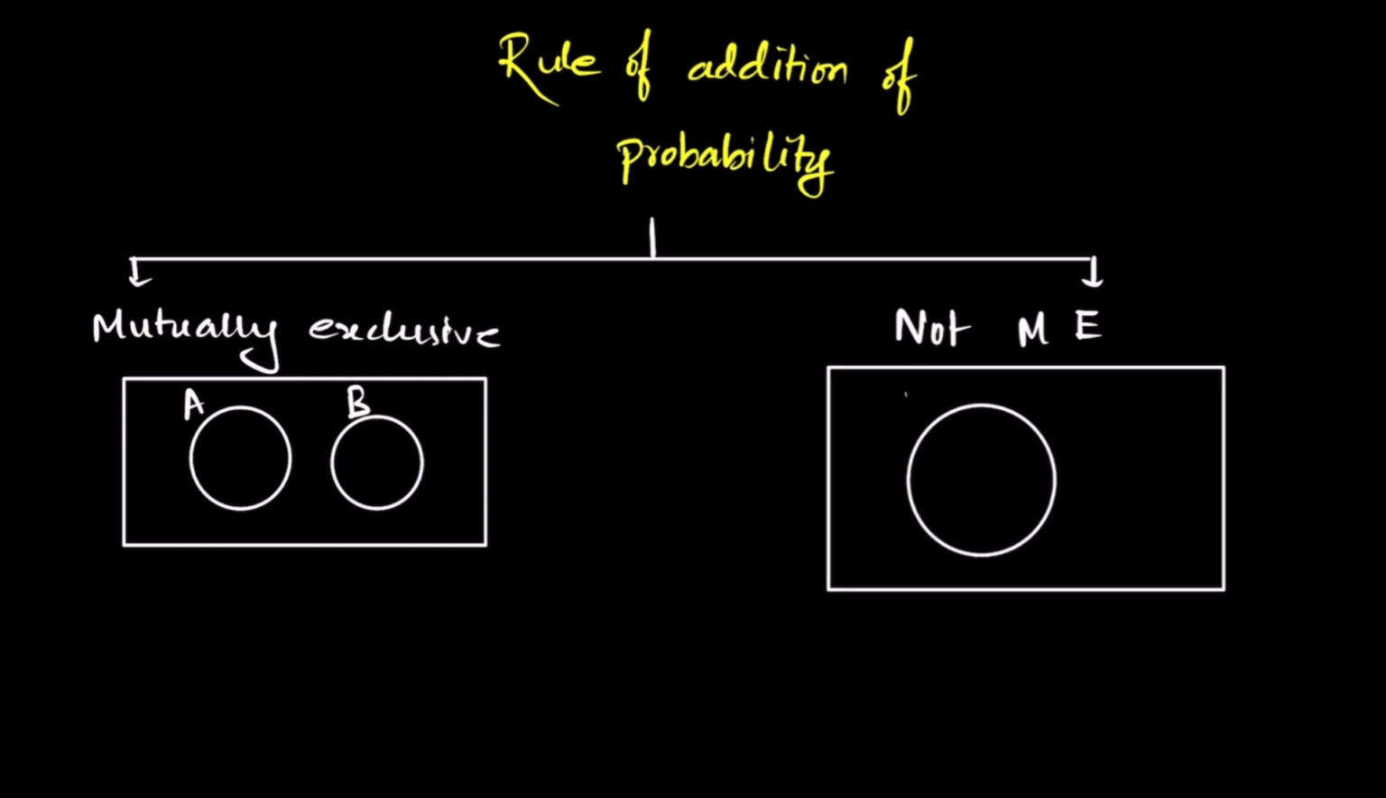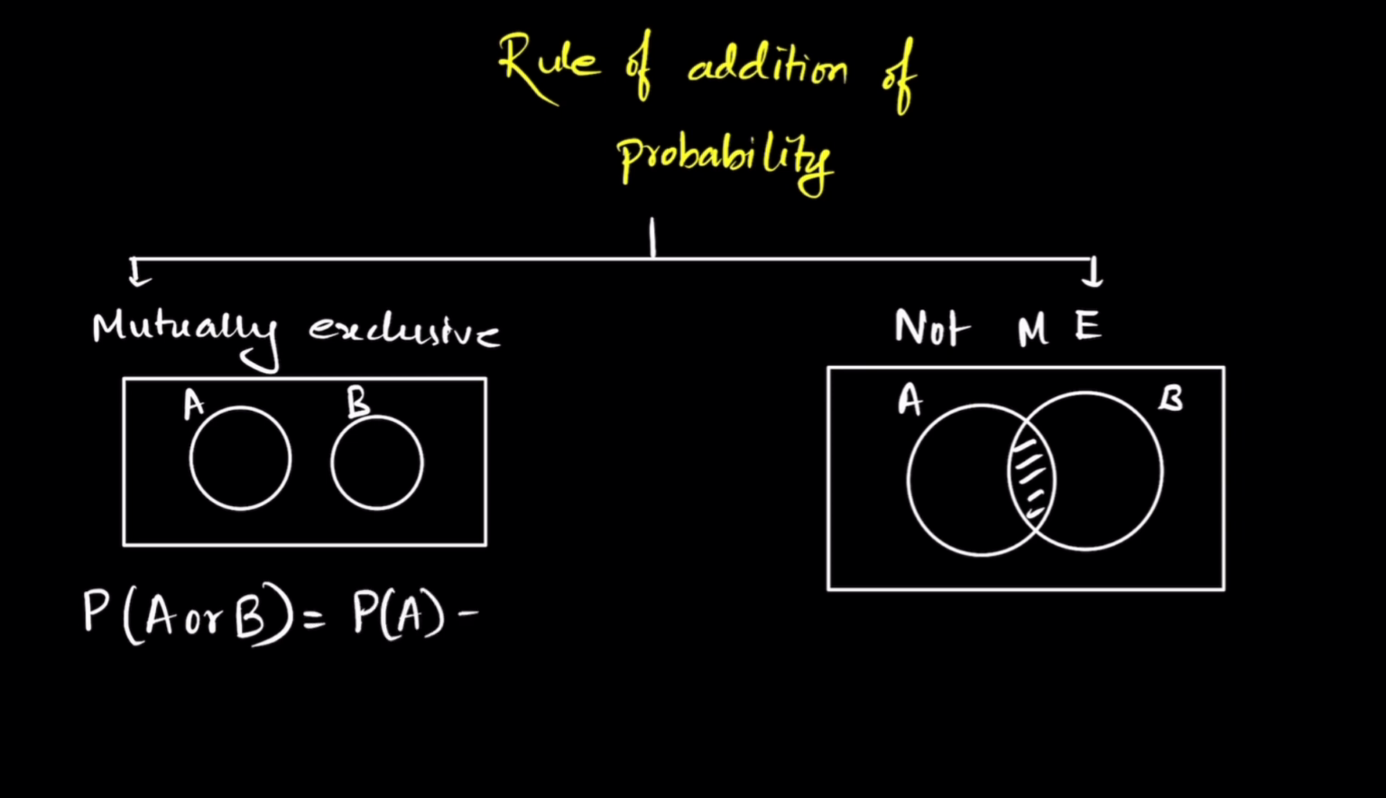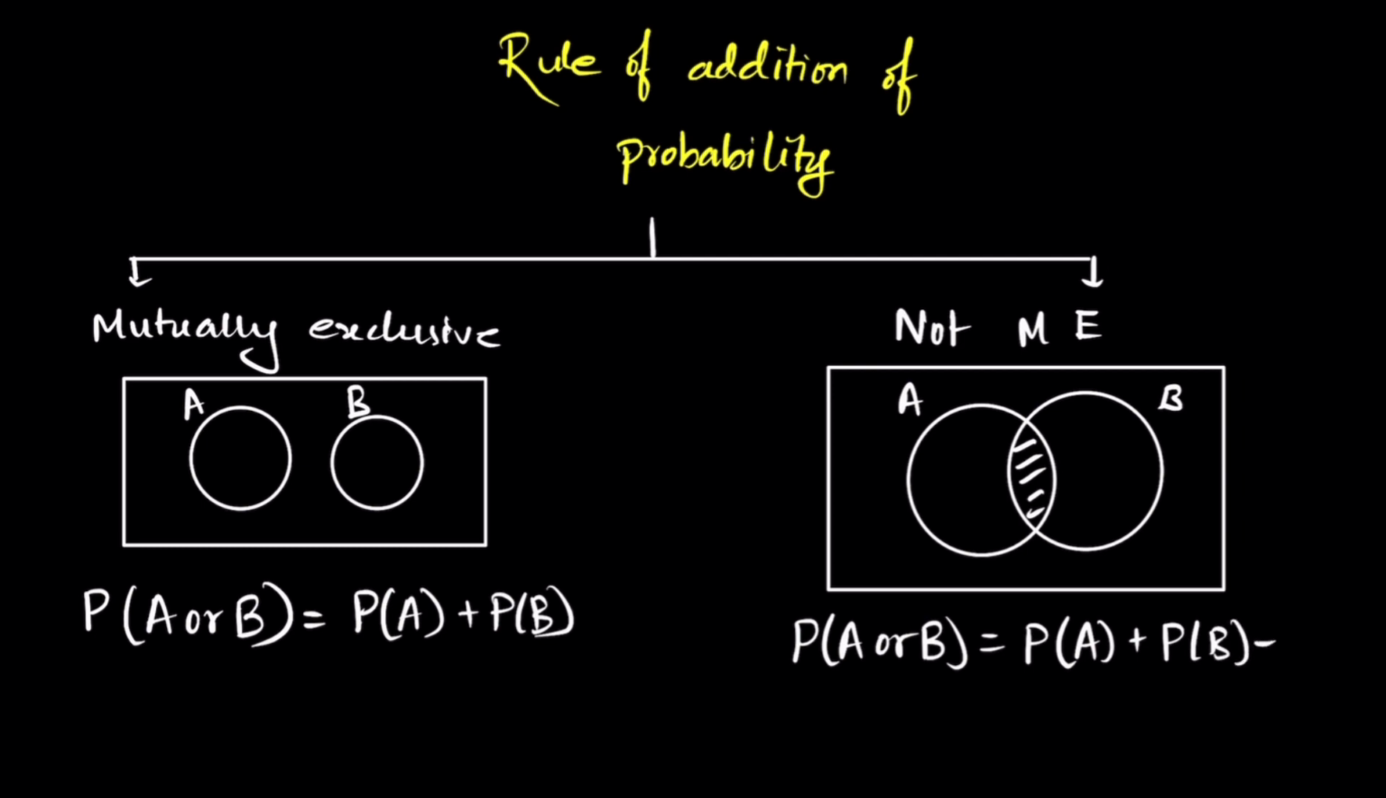So let's say this is event A and this is event B. There is a possibility that event A and B can occur at the same time. The probability of getting event A or event B in case of mutually exclusive events is equal to probability of getting A plus probability of getting B. The probability of getting A or B in case of not mutually exclusive is the probability of getting A plus probability of getting B minus the probability of getting both A and B.